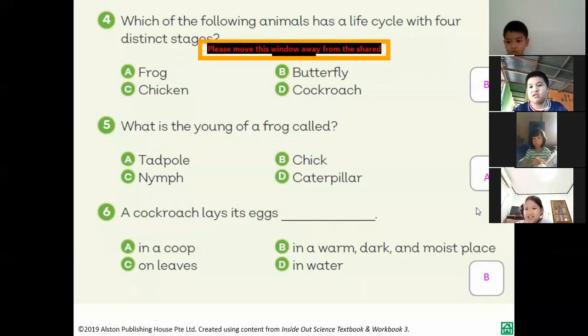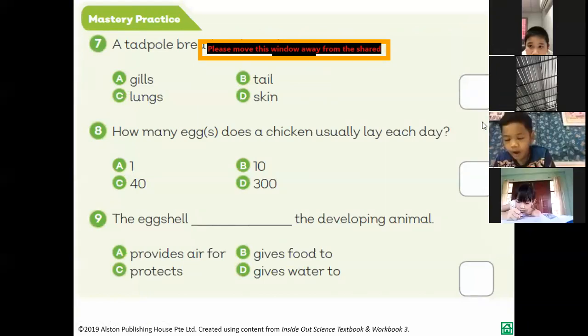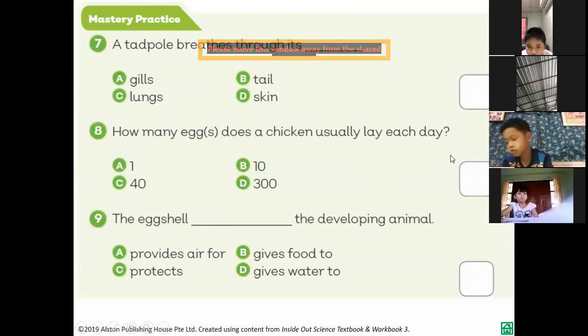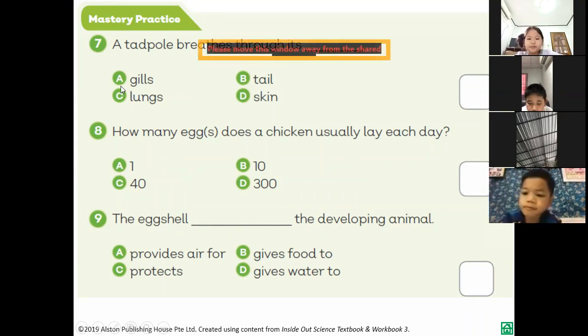Keep quiet. Okay. Now, let's proceed to number seven. Okay, number seven, I want Chompu. Number seven. A tadpole breathes through its... What letter? A, gills. B, tail. C, lungs. B, skin. What letter? A. So the answer is A.